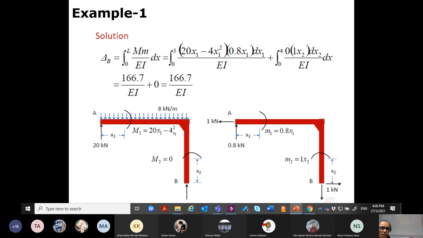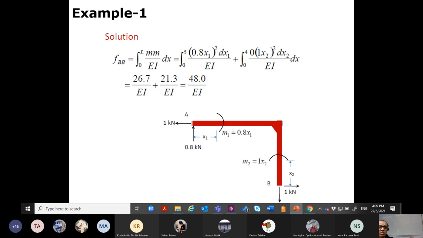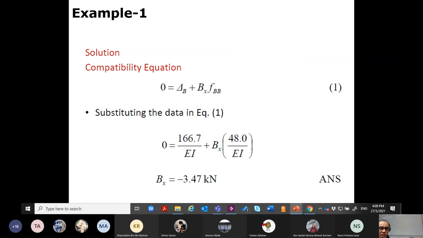So this is for the column, and by simplifying, delta B is equal to 166.7 upon EI, when you integrate. And the same thing when we do this, we can apply M and M, because it is a redundant frame. So for FB, we can find the flexibility coefficient, which is 48 upon EI. And for the compatibility condition, we have written it, so everything is known. Only BX is unknown.